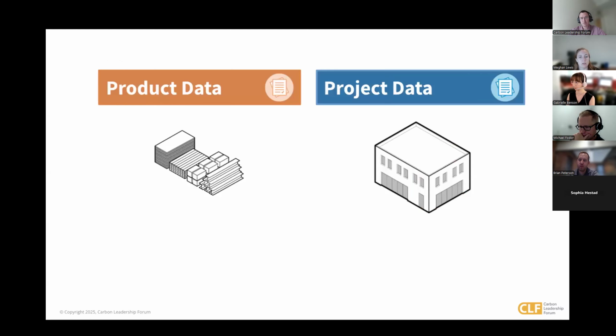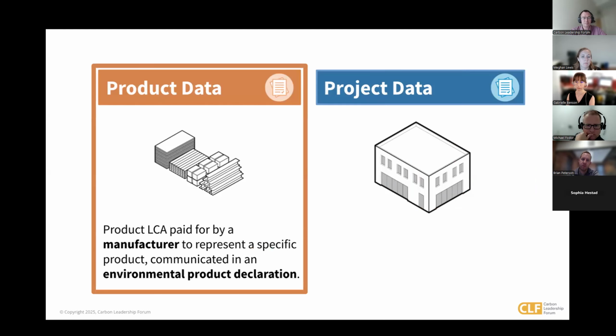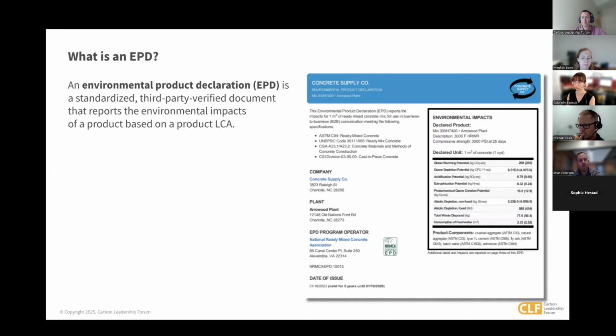In the construction industry, you usually see embodied carbon measured at the scale of a product or a project. So for a product, data typically comes from an EPD. A manufacturer would pay for a product LCA to represent a specific product, which is then communicated in an EPD. An EPD, or an environmental product declaration, is a standardized third-party verified document that reports the environmental impacts of a product based on a product LCA. So similar to a mileage rating on a car or a nutrition label on food, they help purchasers compare similar products. But in this case, instead of miles per gallon or calories per serving, you're looking at the environmental impacts per unit.